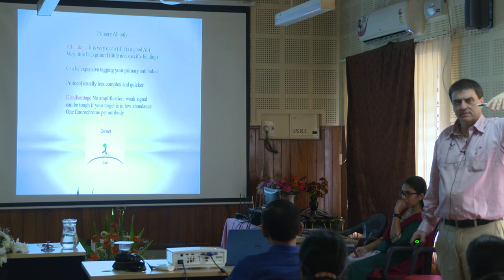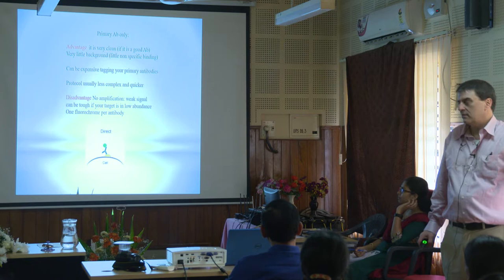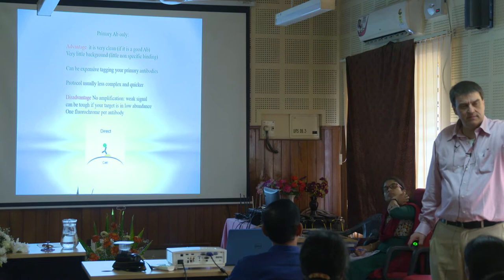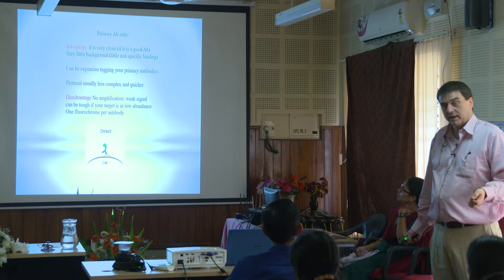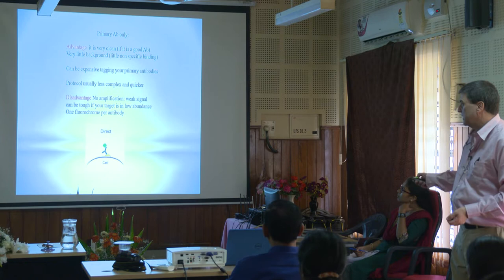Has anybody else ever done it? Put a tag on an antibody? Anybody? No? It's real simple. It's a couple of little columns: add a few solutions, put it on a column, clean it up, take it out, and your antibody's tagged. The problem is that it doesn't tag all your antibody, so you waste some, and primaries can be extremely expensive. So it can be an expensive undertaking to do it this way.